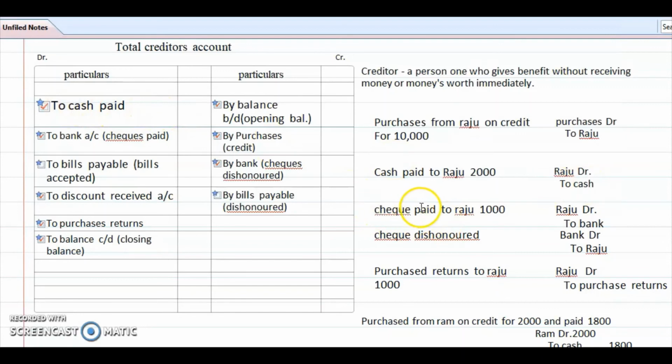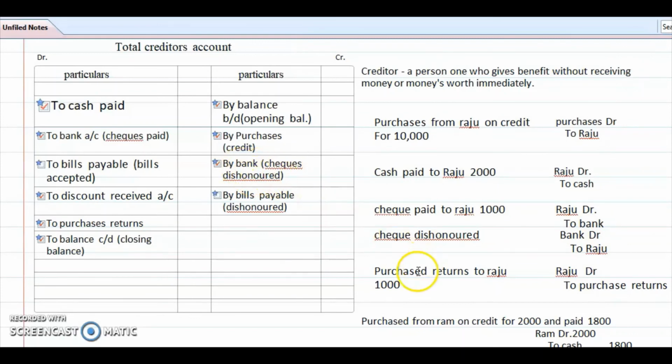Next, check paid to Raju 1000 rupees. If we pay by check, we will write Raju account debtor to bank. Raju account is a creditor. To bank is the other account, it is on the credit side. So that's why we are writing it on the debit side of the creditors account. Check dishonor means reverse entry. So bank account debtor to Raju account. Raju account is a creditor. Here bank is on the debit side, that's why we are writing by bank on the credit side of the creditors account.